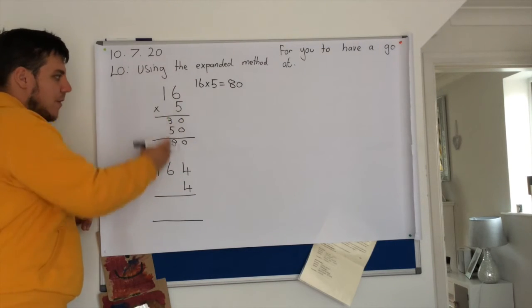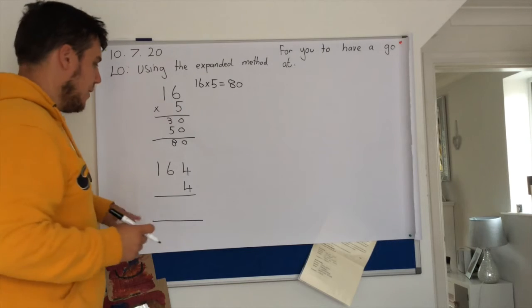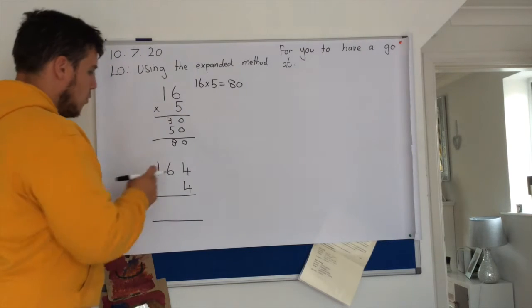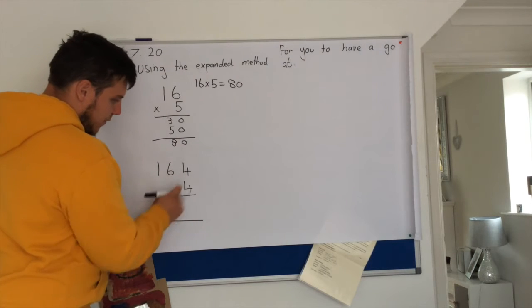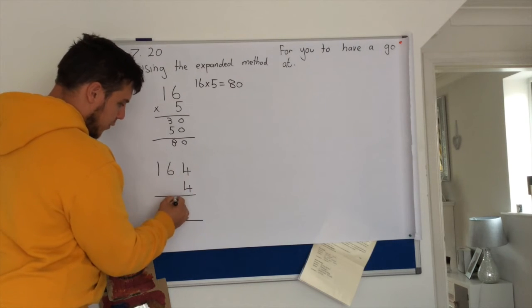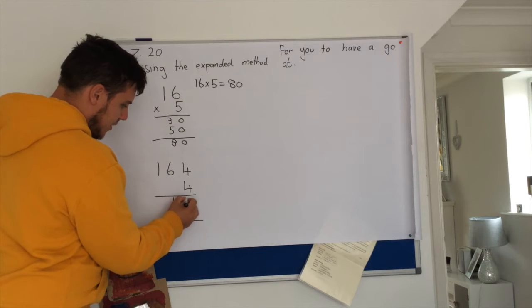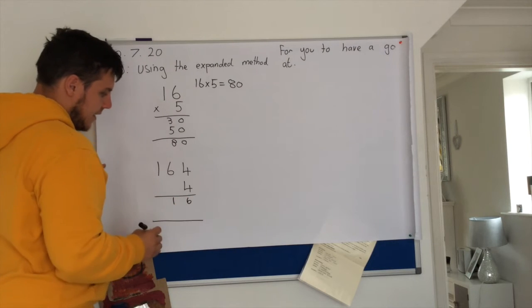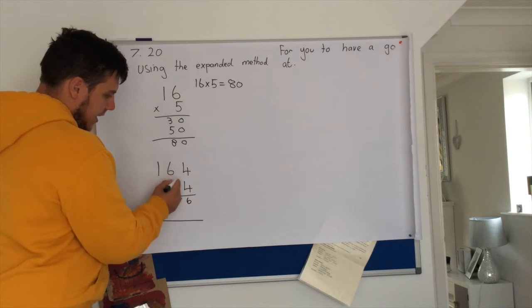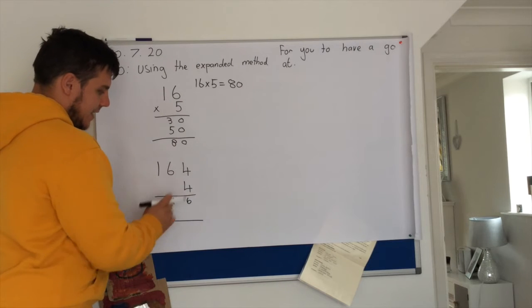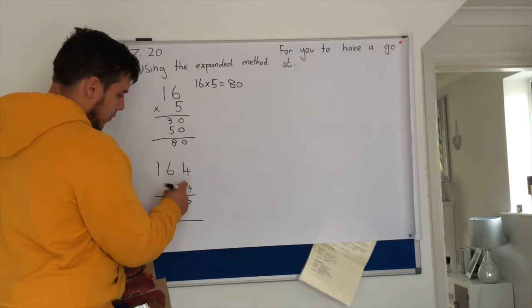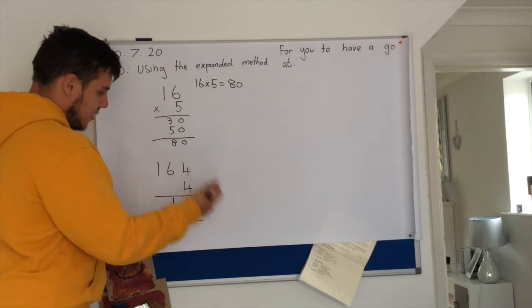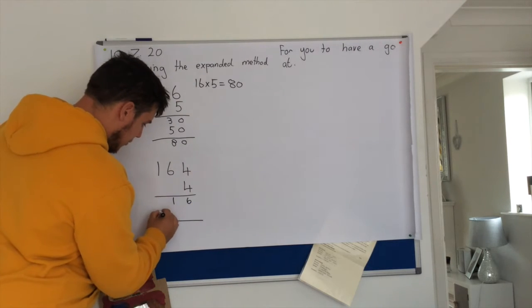I'm partitioning, and when I'm writing my numbers, I'm keeping them in columns all the way along. So I've got 164 times by 4 here. So I'm doing 4 times 4, because that's units column. 4 times 4 is 16. So that's giving me 16 there. I've then got 6 times 4, but that's 60 times by 4. I can do it as 6 times 4, so I could do 6, 12, 18, 24, and put the 0 on. 240.